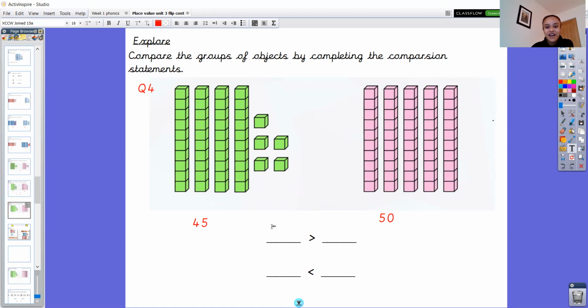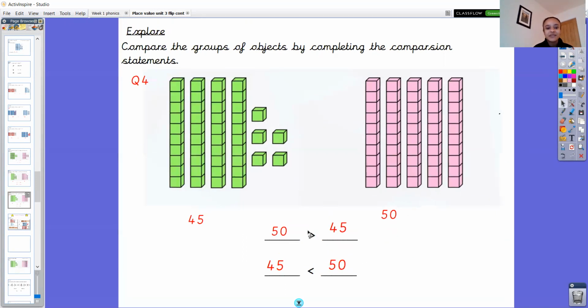Okay, so what's going to go first? The biggest number is 50. Good, so 50 is more than 45. Well done. And then I swap them round so that I've got 45 is less than 50. Well done. Can you say both of those comparison statements with me? 50 is more than 45. 45 is less than 50.